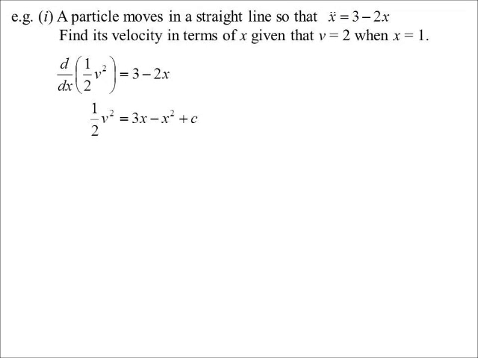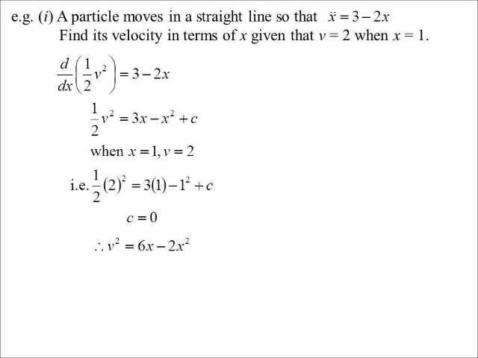We've been given some conditions. Velocity is 2 when displacement is 1. So we can sub in and work out our constant. And so there's an expression for velocity squared. Now, they haven't asked for an expression for velocity squared. They've actually asked for velocity. So I need to keep going. Velocity, therefore, is plus or minus the square root.